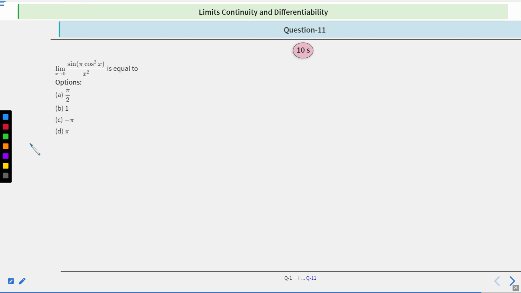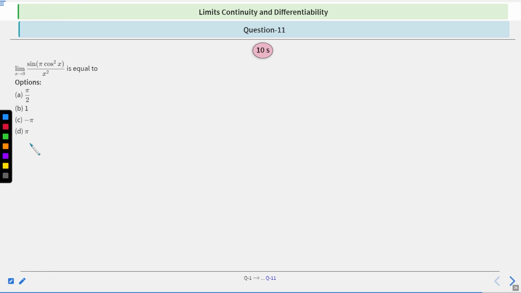Okay, let's move to the next question. Question number 11 says: limit as x tends to 0 of sin(pi cos² x) upon x² is equal to. So you have 10 seconds to solve this question. After 10 seconds, we will discuss the solution.